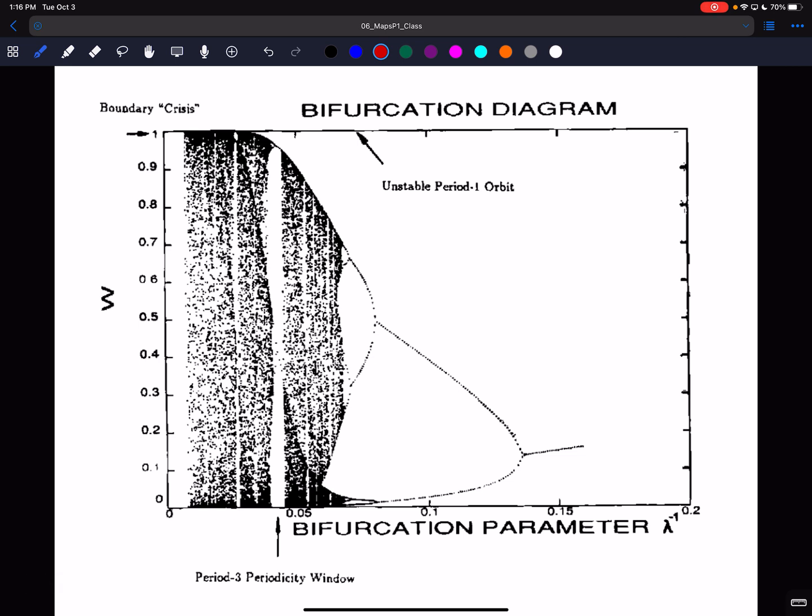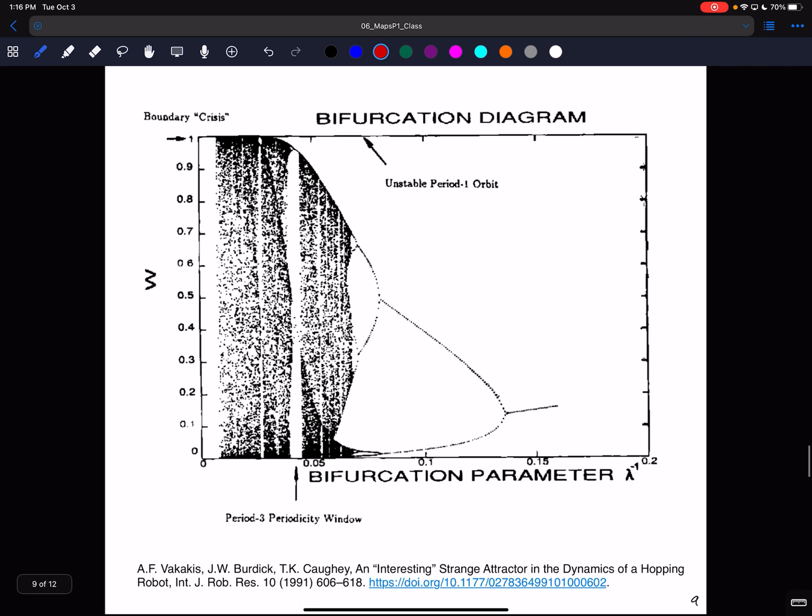This one was done for a hopping robot. This was actually done by my PhD advisor. He said this is the only paper he ever did anything on robotics. And in it, they produced this bifurcation diagram where they show it can evolve from period 1 to period 2, 4, and so forth. And then it evolves into having chaotic responses.